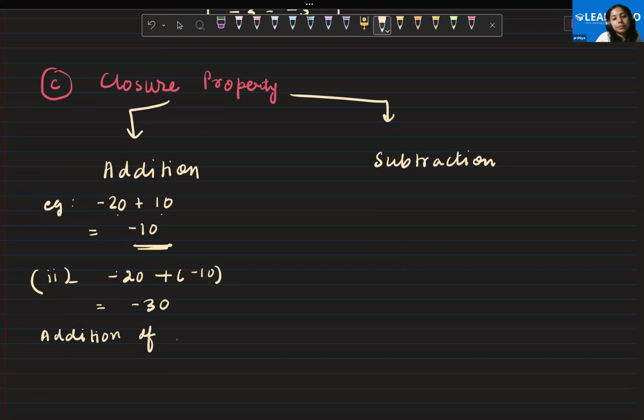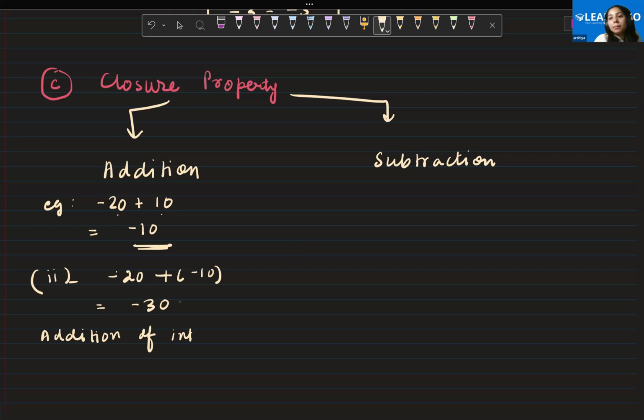Ma'am, how did we get the sign? First we minus 20. So we took minus plus minus, and then minus minus plus, right? So the answer is plus. No, no, no.